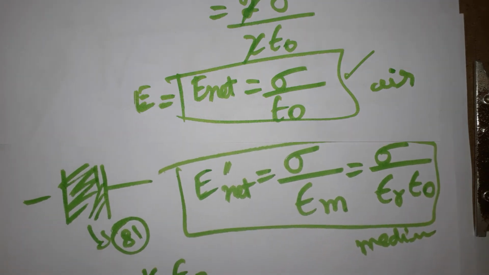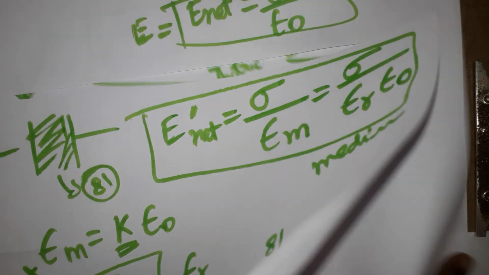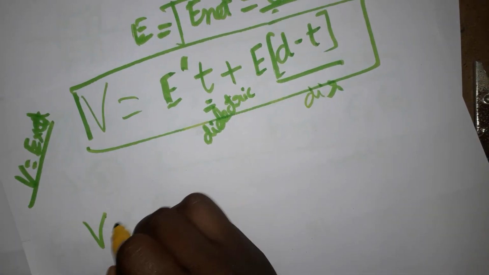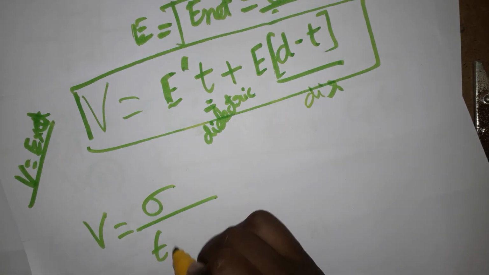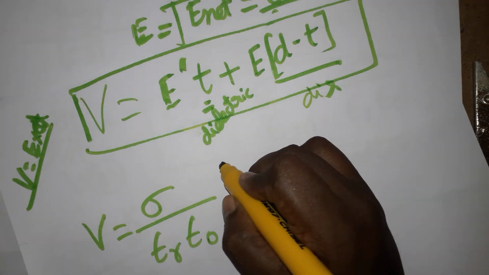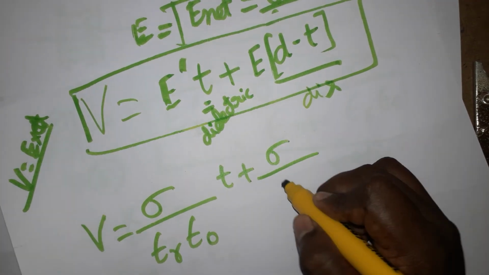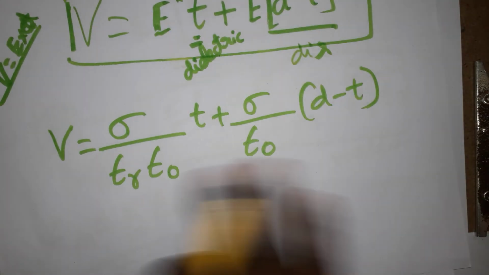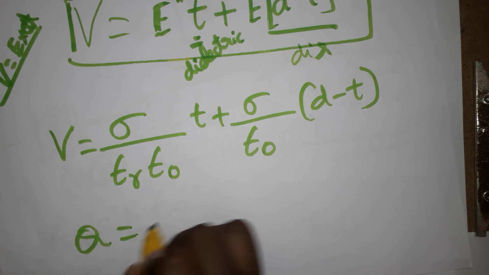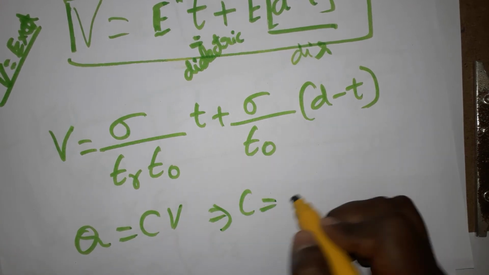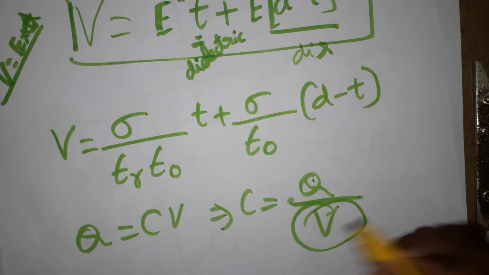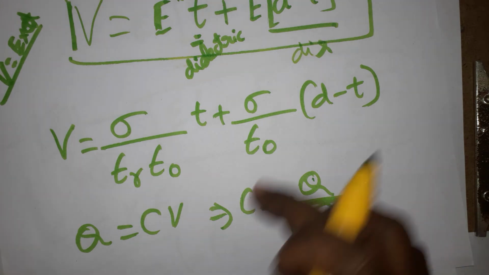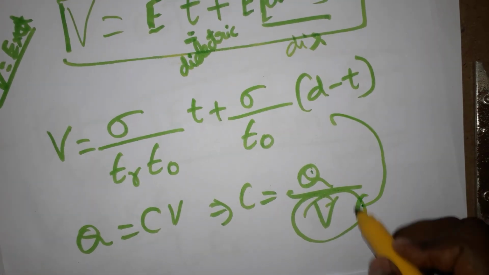Now I am going to substitute in the common equation which we found already. We have this equation for the medium and for the air column. So V is equal to sigma divided by relative permittivity times epsilon naught, times t, plus sigma divided by permittivity in air, times d minus t. This is what we get: the total voltage. So Q is equal to CV, and the capacitance of the capacitor is C equal to Q divided by V. We found V now, so we are going to substitute the V value in this equation.